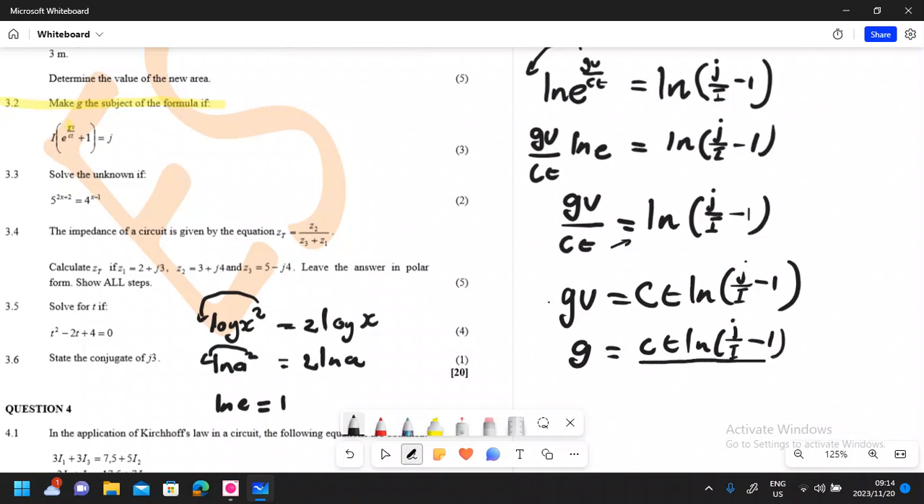Right, then we divide by V. If we divide by V, we're going to be left with only G here, and what you do on the left hand side, you must do on the right hand side. So this is going to be V. So this is your final answer.